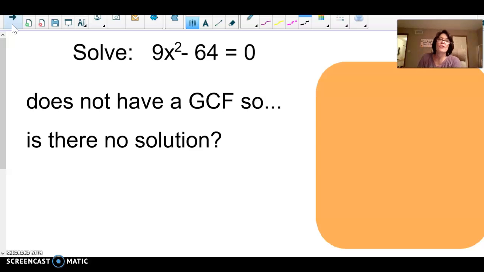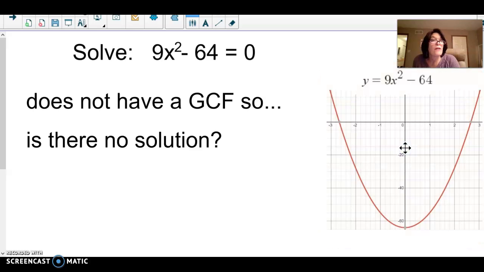Let's try this one. 9x squared minus 64 equals 0. Try as I may, I can't find a common factor. What goes into 9? 3. Does 3 go into 64? Nope. 9. Does 9 go into 64? No. So they both don't have x's, right? This has an x squared. This doesn't have an x. There is not a GCF. I guess that means there isn't an answer.